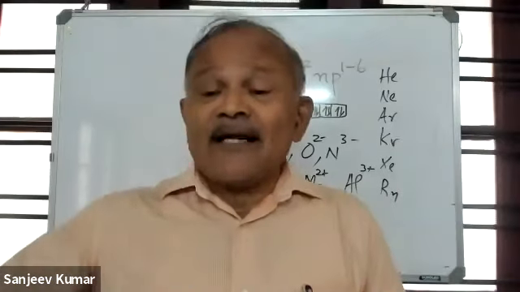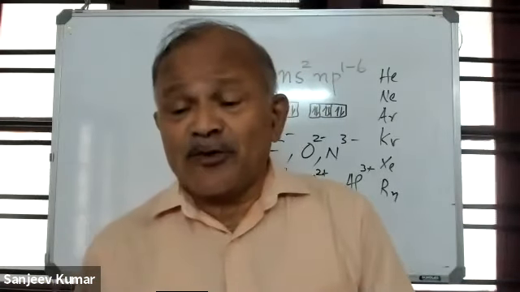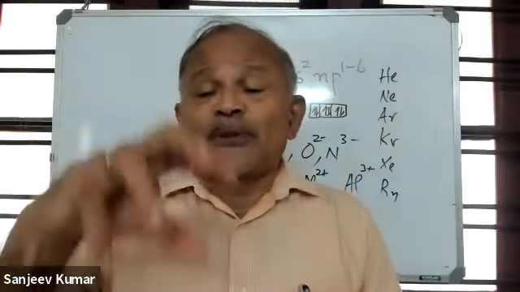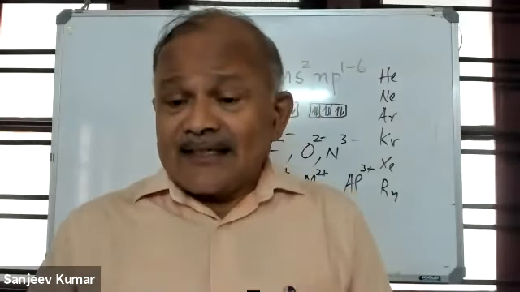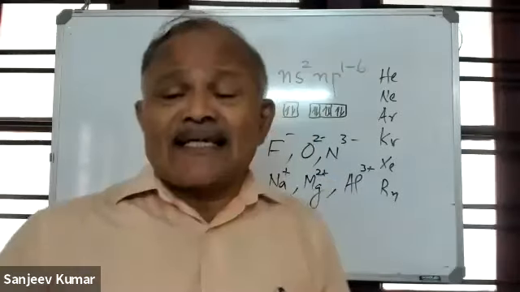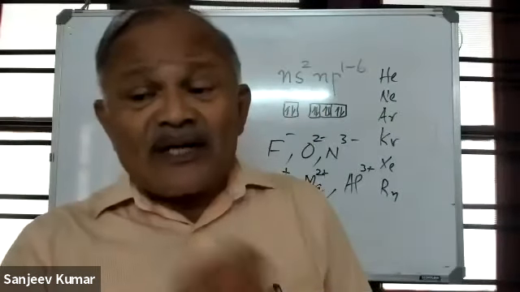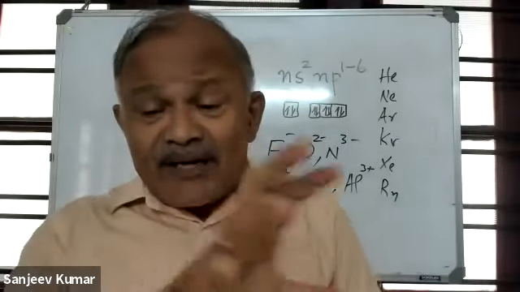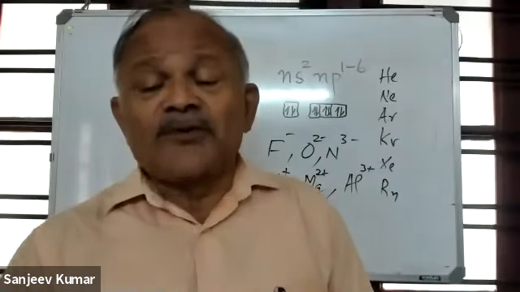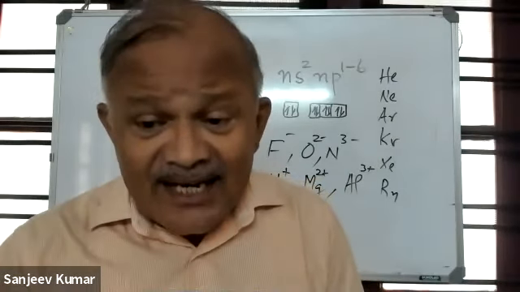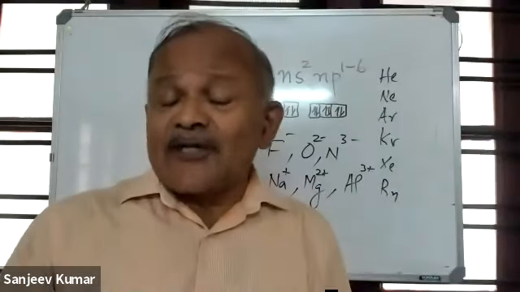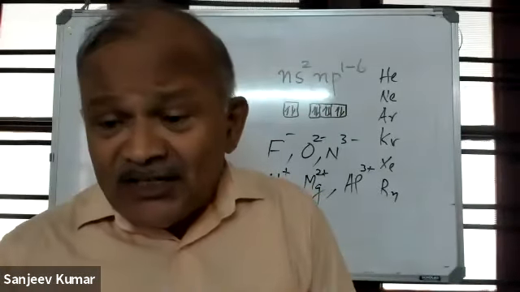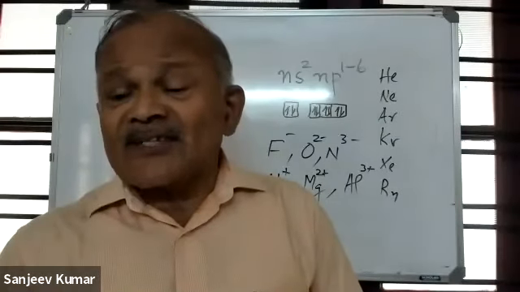When the atomic number increases, what do you mean by atomic number? Number of protons in the nucleus. As the atomic number increases, the number of protons in the nucleus increases, the effective nuclear charge increases, thereby the electrons are more pulled towards the nucleus, thereby the size decreases. If you get a question with isoelectronic species, it is very easy to determine their size.